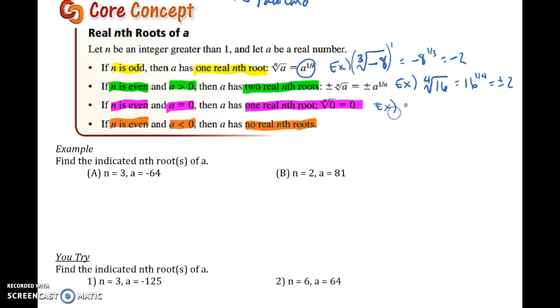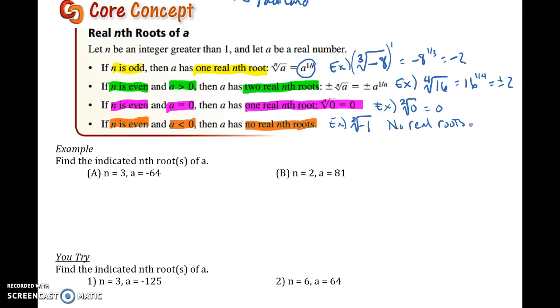If we're looking at an index, like the square root of 0, there's just 0. There's no way around it. And then finally, if we have like the square root of a negative number, this doesn't exist for us. There's no real roots. Okay?